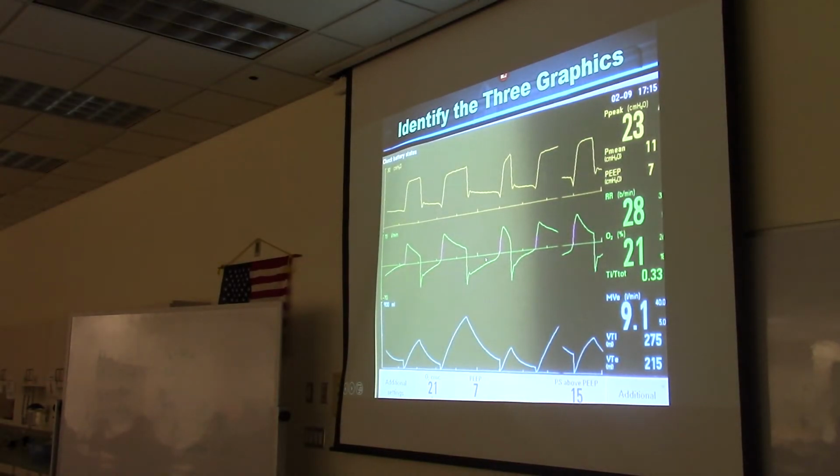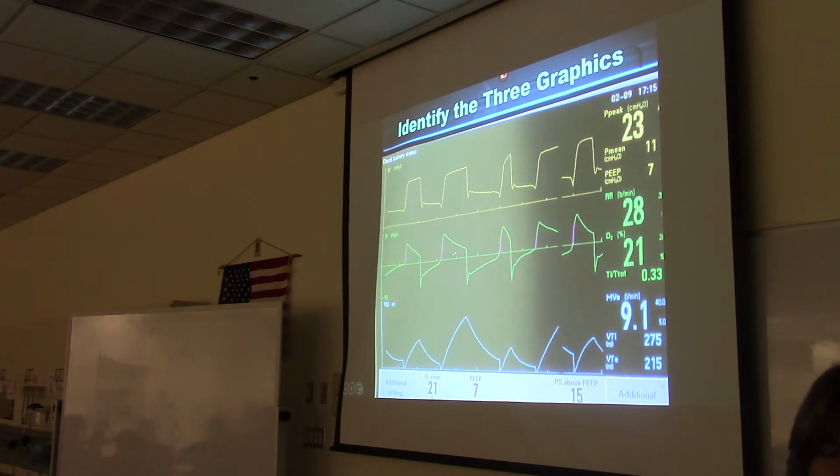All right, identify the 3 graphics. What do you think the top graphic is? The units are centimeters of water, if that gives you a clue. Oh, pressure. That's pressure. Is there any PEEP set? And don't look at the number. Just look at the graphic. Can you tell if there's PEEP? Yeah, because this isn't down here at baseline. So you know that there's PEEP.